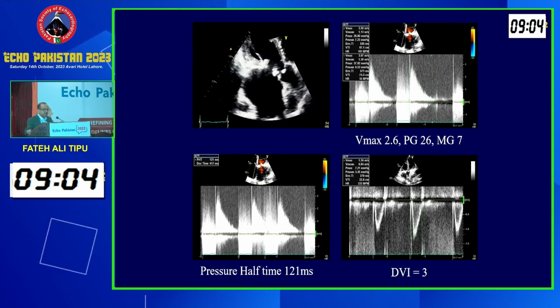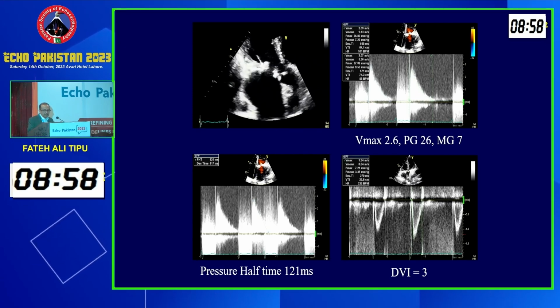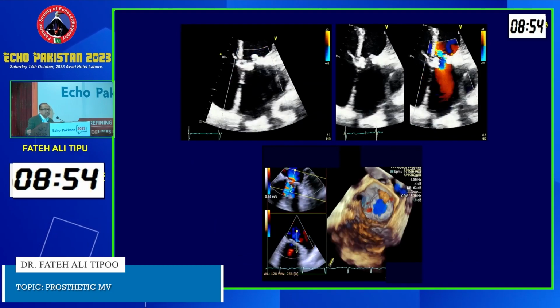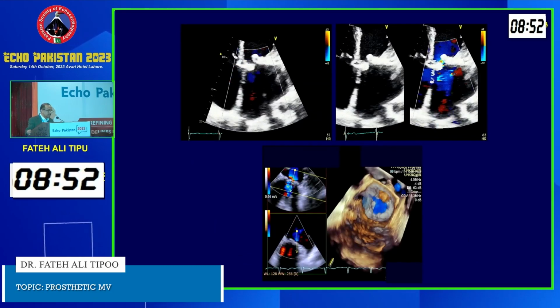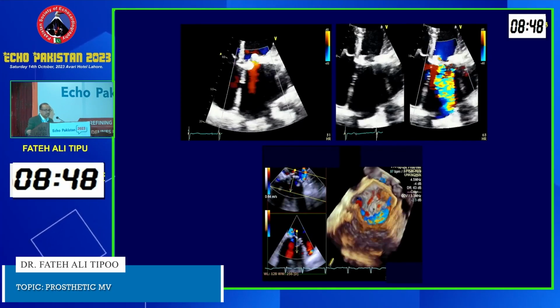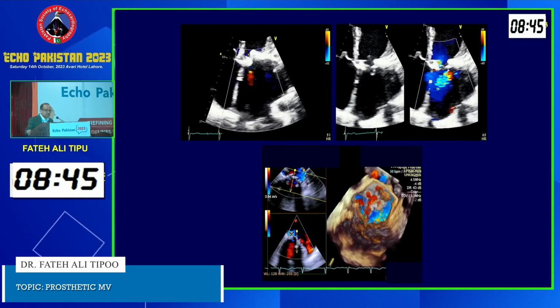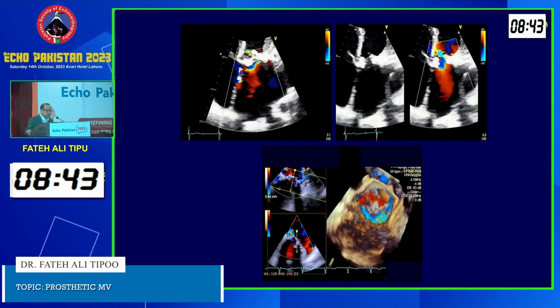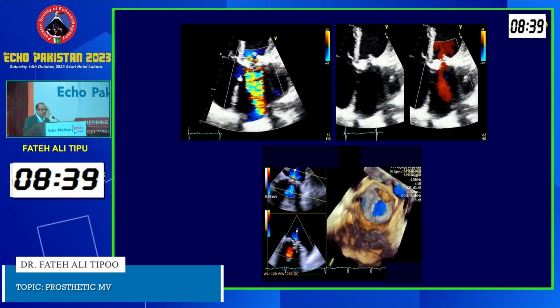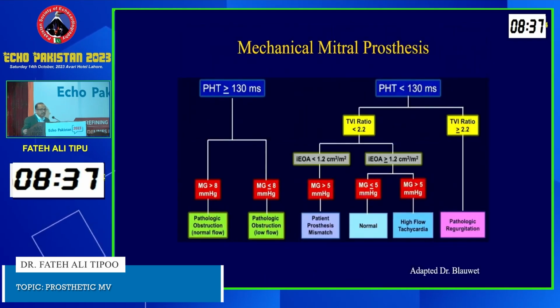The things which are favoring it are the leaflet morphology or leaflet mobility as well as the DVI. When you put the color on, you can clearly see that there is significant mitral regurgitation. In some cases, when it's difficult, you can take the help of transesophageal echo or 3D echo as well. Especially in patients with a mechanical valve, it's difficult to pick up the MR, so you have to go for transesophageal echo. This chart is important for mechanical mitral valve prosthesis.